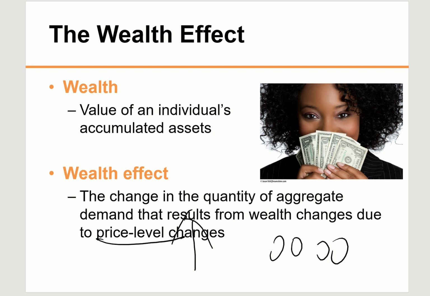How does money become worth more? Your money saved in the bank now has more purchasing power. You can buy more stuff with it, right? So that's why between your wealth and your price level, you're going to see this inverse relationship.